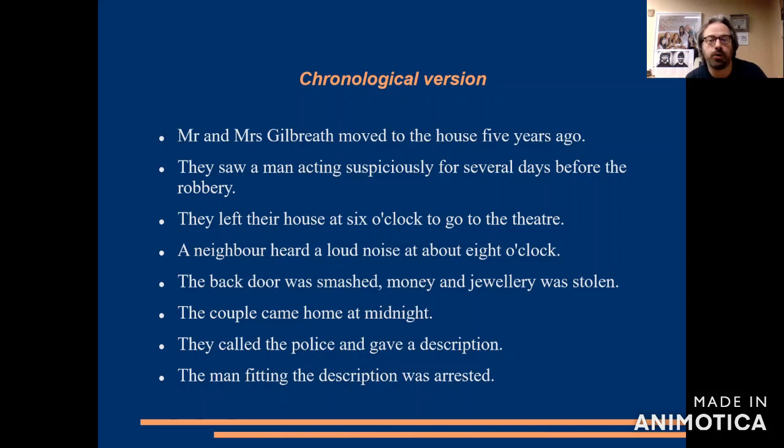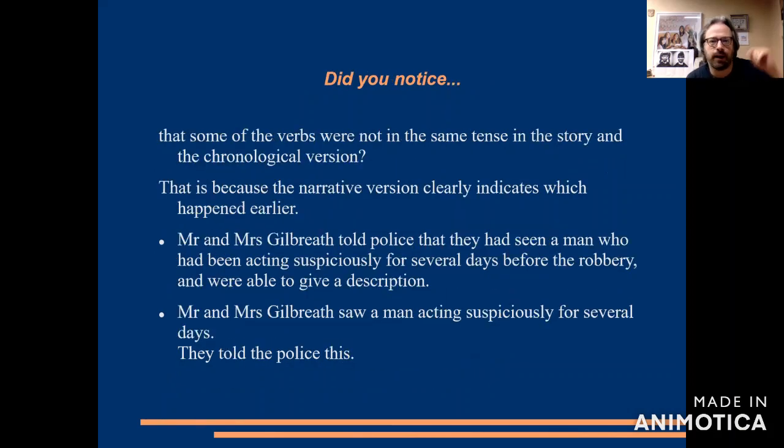A couple of points where people sometimes ask me questions. Can you do first the back door was smashed and then the next sentence money and jewelry was stolen? Yes. Perfect. But you should find out that there's one thing, right? And that is all of these tenses, and you can see it on the next slide. Did you notice this? So the original story was like this. Mr. and Mrs. Gilbert told police they had seen a man who had been acting suspiciously for several days before the robbery and were able to give a description.